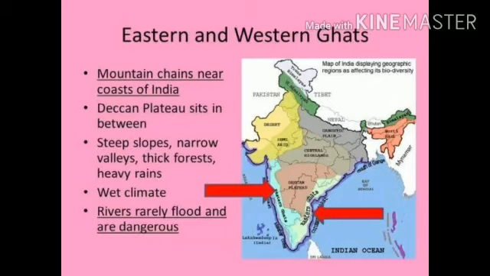Students, what do you know about Western Ghats? Yes, the Western Ghats are higher than the Eastern Ghats. Their average elevation is 900 meters to 1600 meters. See, Western Ghats lie parallel to the western coast. They are continuous and can be crossed through passes only, isn't it?